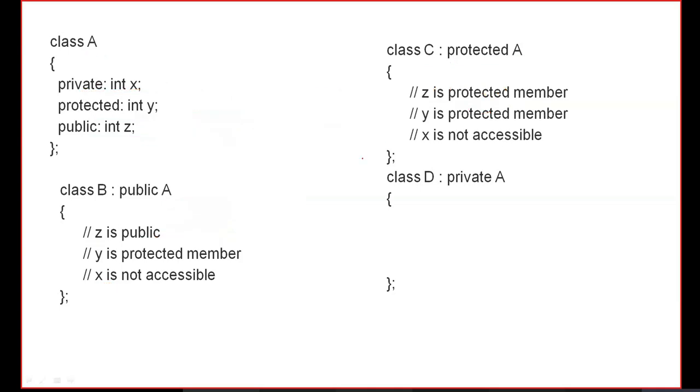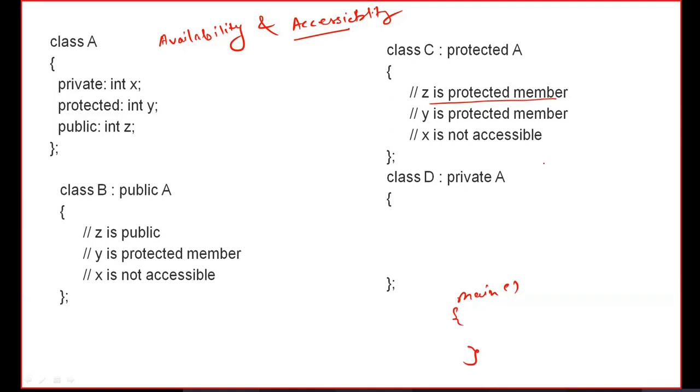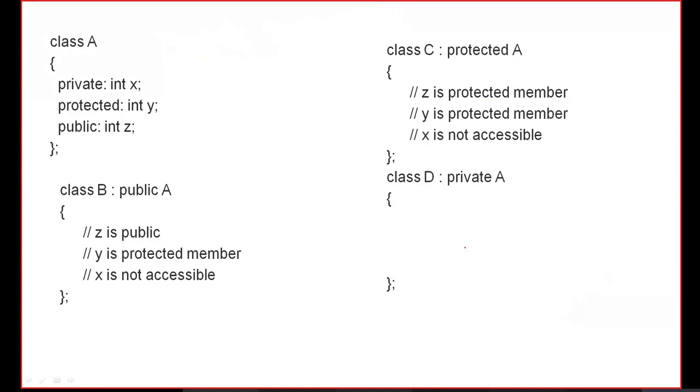Observe this. Accessing means from the main. Can I access Y from the main? No, sir. But is it available for me? Yes, it's available, through the public functions of the derived class. I hope it's clear to all.